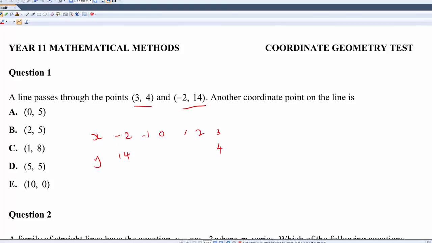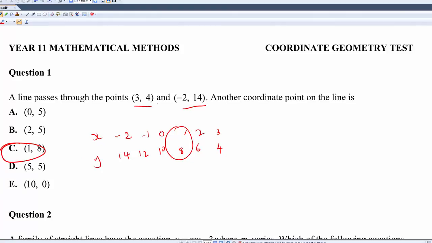Well, what are the gaps between? I've got 5 steps, and it goes down by 10 between 14 and 4, so that means the gradient must be -2. 12, 10, 8, 6. Right, so it checks out. So we've got a gradient of -2, and lo and behold, have a look at this: (1, 8) is there. So it goes through that point.